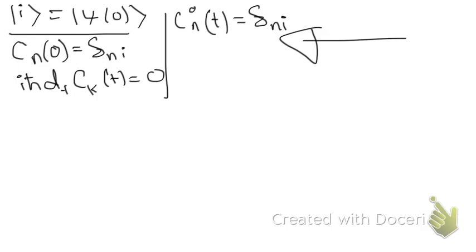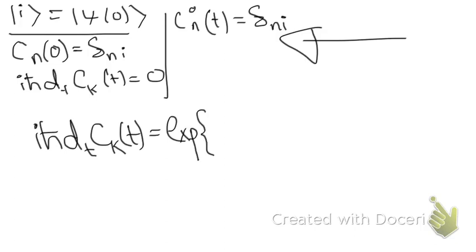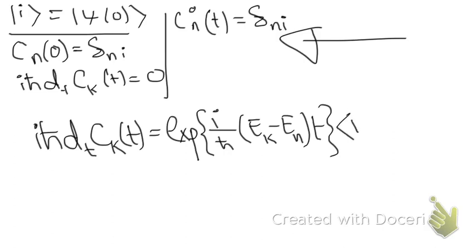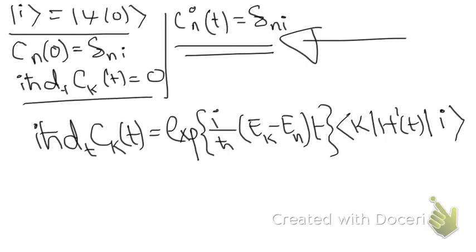And so when I do that, equation star now becomes i h bar times the time derivative of my ck as a function of time, equal to exponential of i over h bar (Ek minus En) times t, and then the matrix element of my perturbed Hamiltonian, which depends on time, with my I over here now. I have just used these relations.